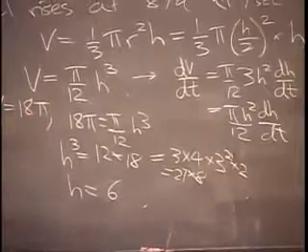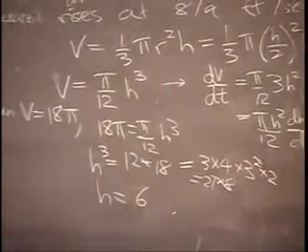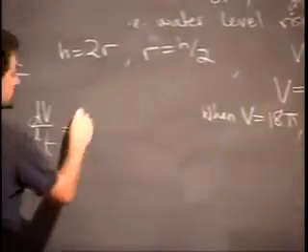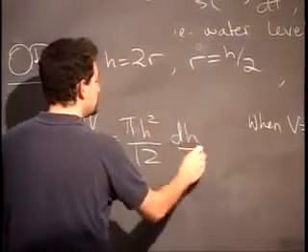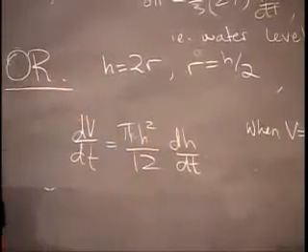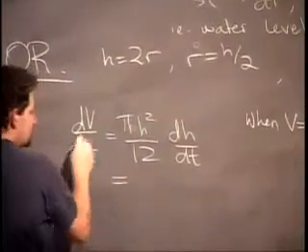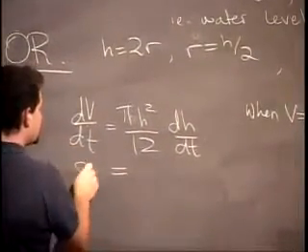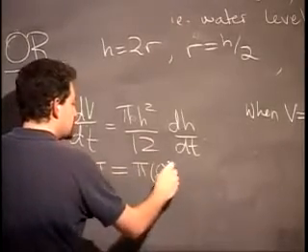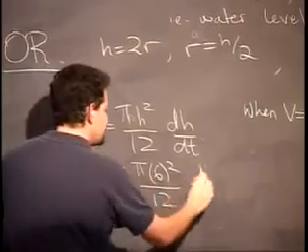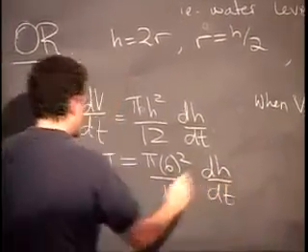That means I can come over to my equation for dV/dt, which is just on the right of the board there, which I believe in its correct form is pi h squared over 12 dh/dt. I know h equals 6, and I know dV/dt is 8 pi. So I get 8 pi is pi times 6 squared over 12 dh/dt.